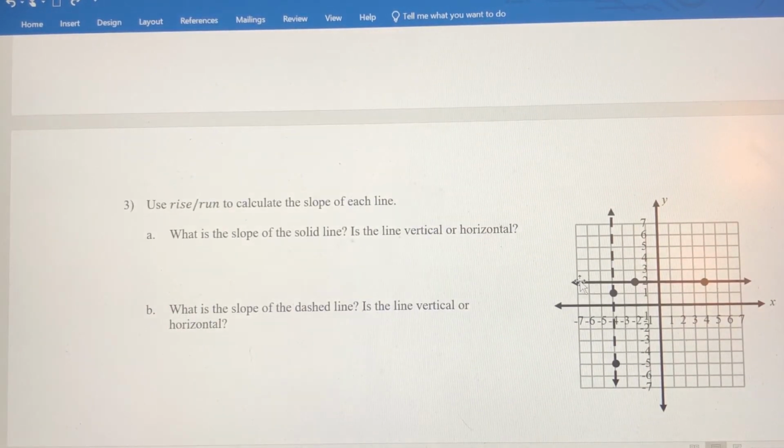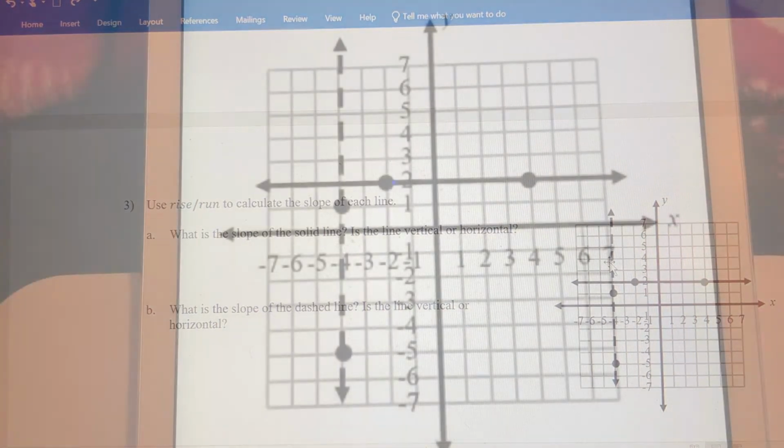So here we've got a different kind of line. This line is neither rising nor falling from left to right, and this line is neither rising nor falling from left to right. So the slopes here are going to be a little bit different. They're not going to be positive, and they're not going to be negative. So let's go look at the graph.